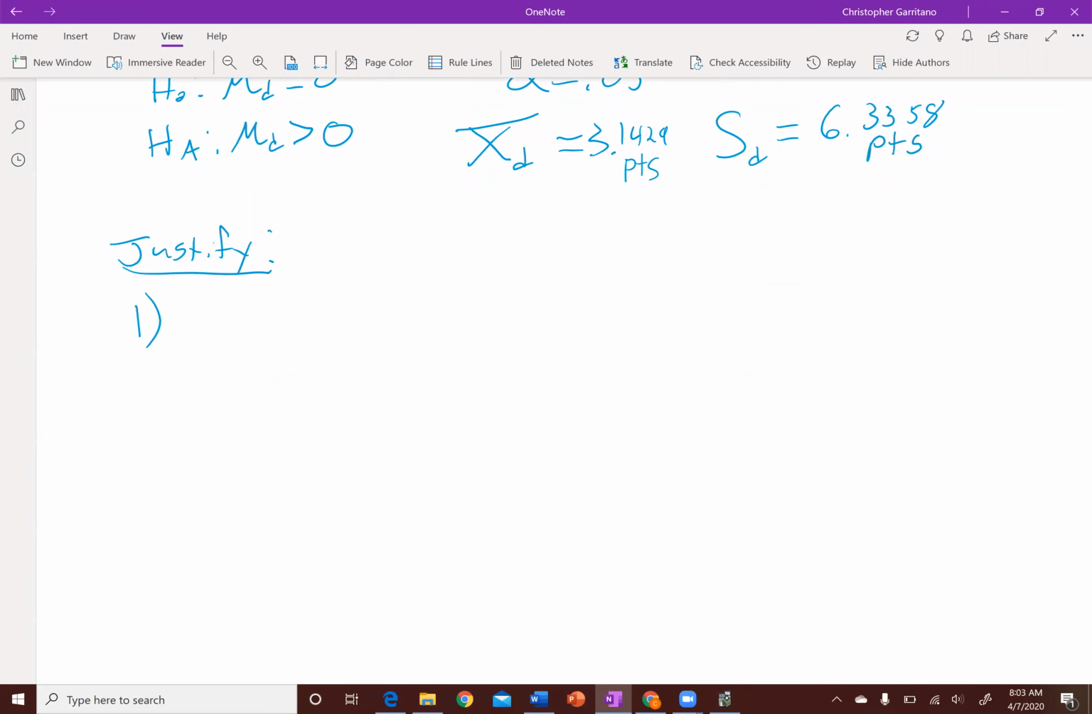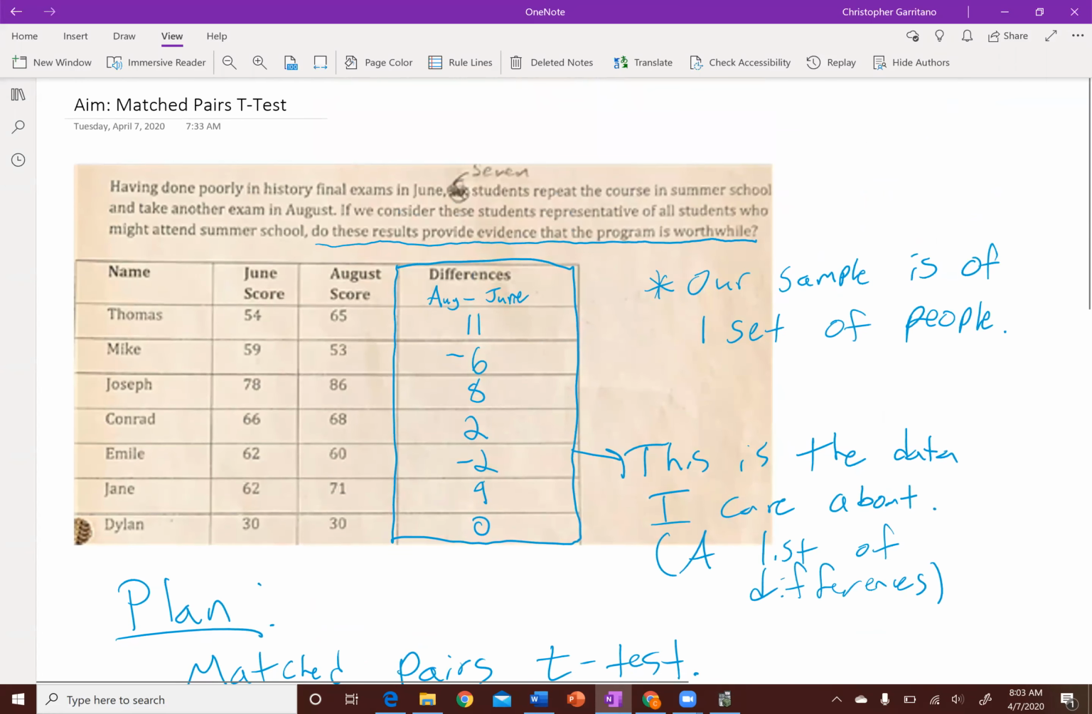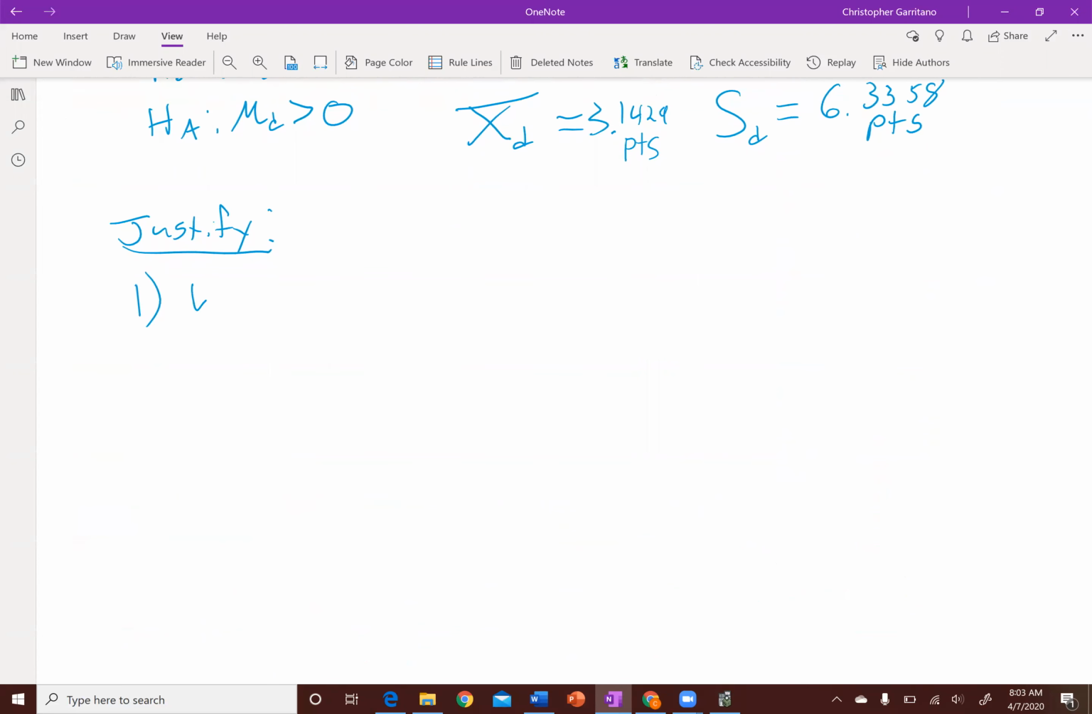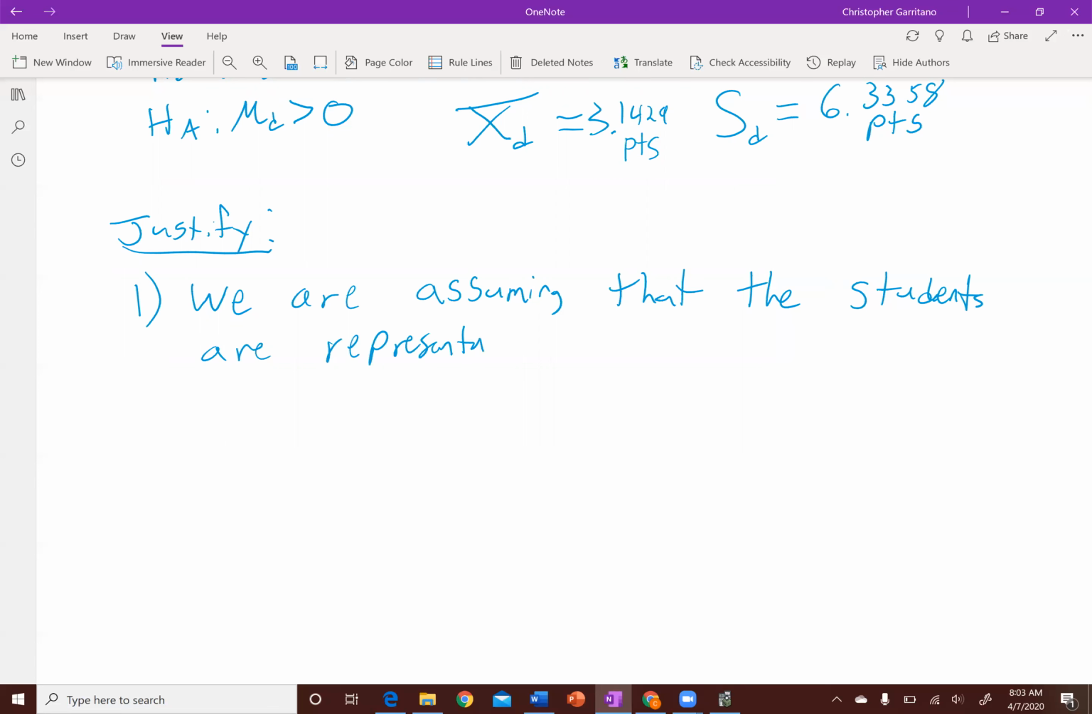Now, remember, this is usually where we see, was the sample chosen at random? Well, if you go back to the statement of the problem, there's no indication of that. However, there is this sentence that says, if we consider these students representative. And so that's all we need. So we're assuming that the students are representative. Okay, so we're good to go there.